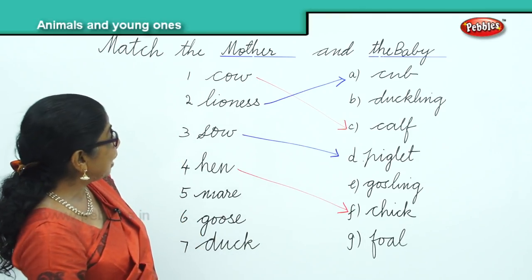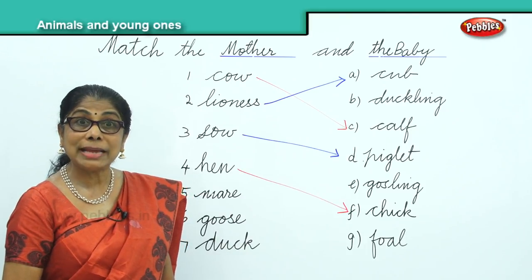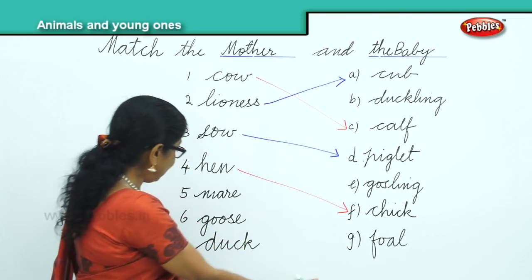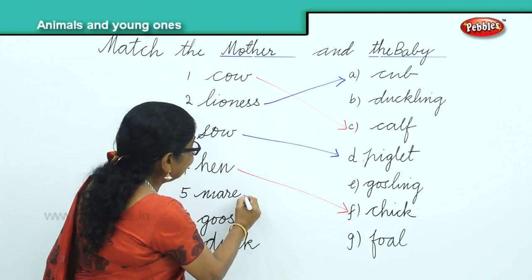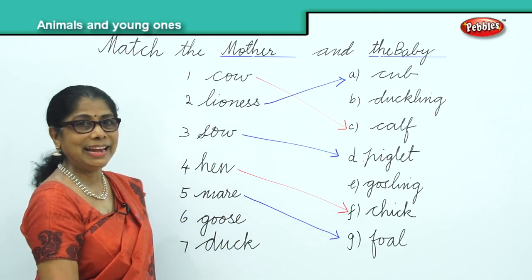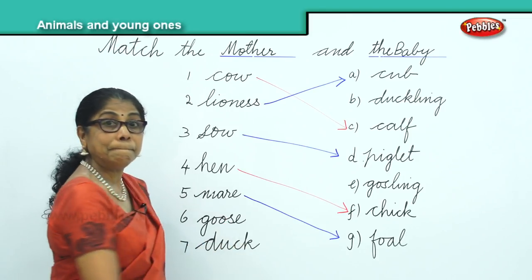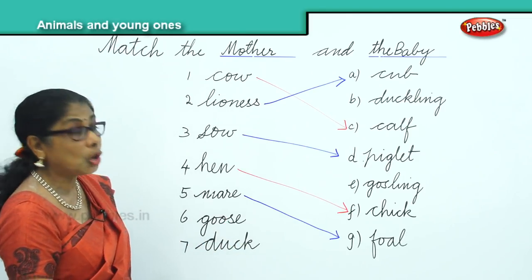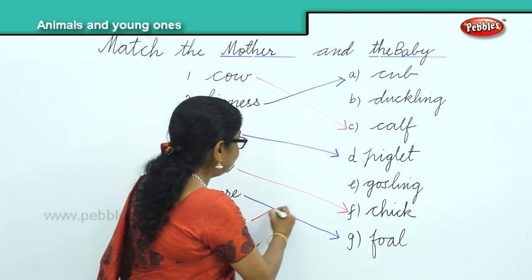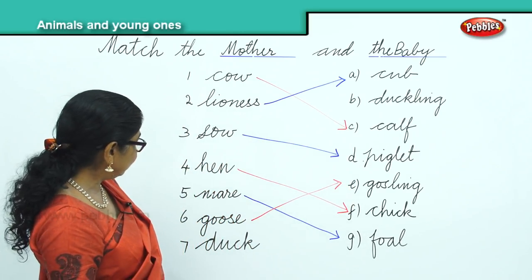The next we have mare. That is the horse. Mummy horse. Where is the baby? The baby is called foal. Mummy horse's baby is called foal. Say that. Foal. And then we have here goose. Mother goose. Her baby is called gosling. That's easy because goose, gosling. That's very easy because that's goose there.